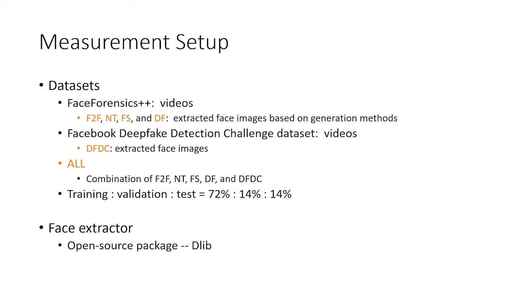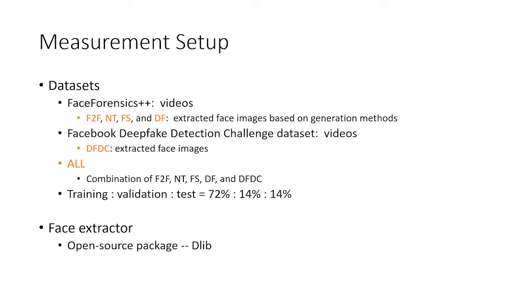Next, I will first introduce our measurement setup. We extract 6 face image datasets from 2 large-scale public sources, that is, Face Forensics++ and Facebook Deepfake Detection Challenge. Specifically, we use the open-source dlib package to extract the face images in each frame of Face Forensics++ videos and group them based on the deepfake generation methods. As a result, we obtain F2F, NT, FS, and DF datasets. We use the same face extractor to extract the face images in the frames of Facebook Deepfake Detection Challenge videos, and we obtain the DFDC dataset. We further consider a dataset that is a combination of these 5 image datasets, which we call the all dataset.